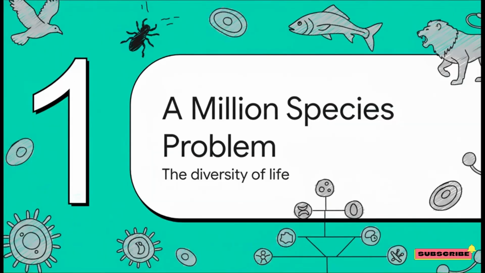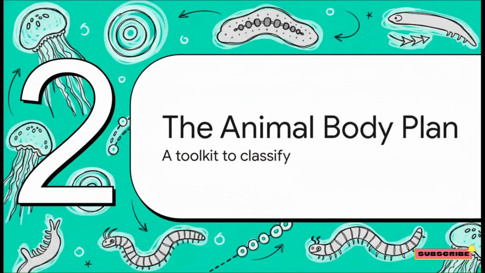So yeah, we're talking about a million species problem. When you have a cast of characters that's over 1 million strong, a classification system isn't just a nice little thing to have. It's absolutely essential. It's the language we need to even begin to read the story of life on this planet. Which brings us to the animal body plan.